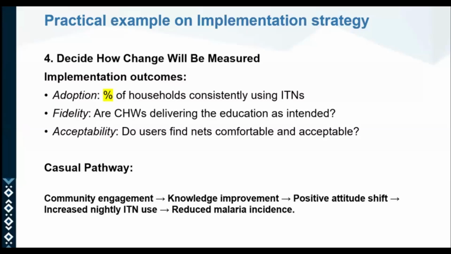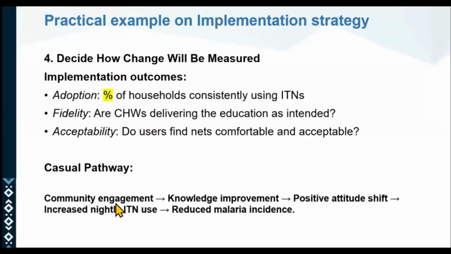And you should be able to come up with a causal pathway. That's community engagement, knowledge improvement, positive attitude shift, and increase in ITN use, thereby leading to a reduction in malaria incidence. So you should be able to point to the fact that the reduction in malaria incidence is as a result of your implementation strategy. Then you can say that the strategy worked for you.